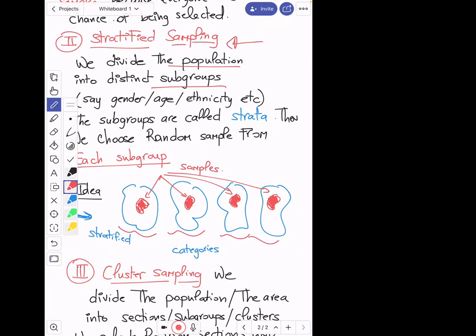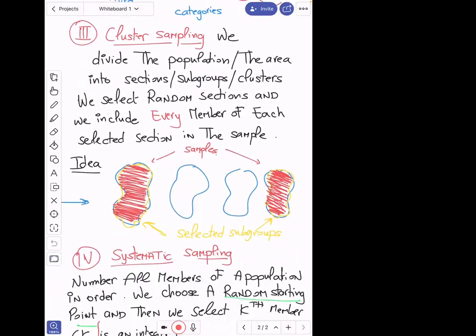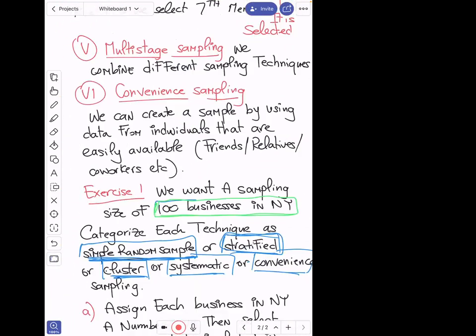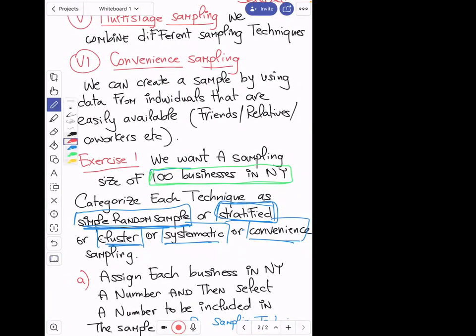So in the exercise, what will be the population? We are interested in the businesses in New York, and we want a sample of 100 businesses. So my population here is all the businesses in New York. That's my population, because that's what I'm interested in, and we want a sample of 100 businesses.